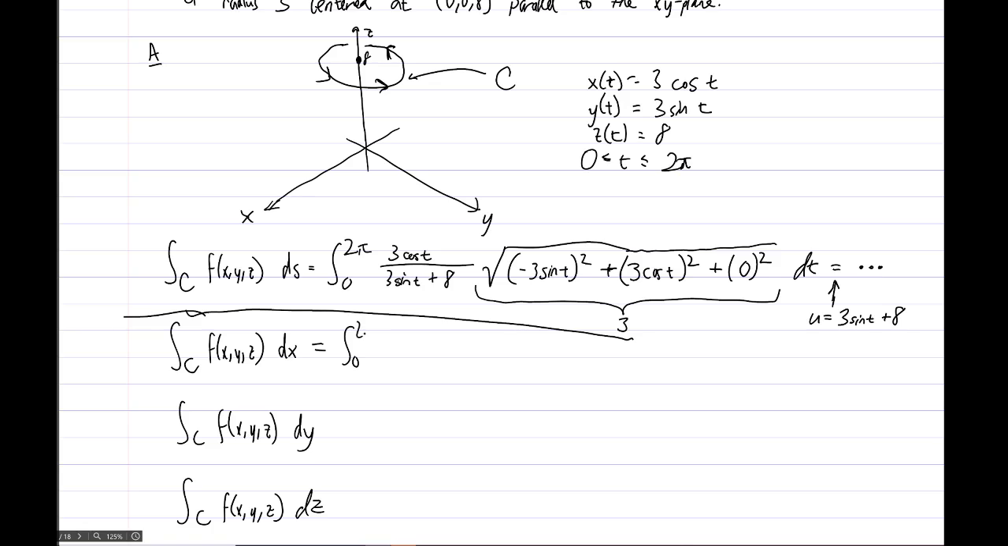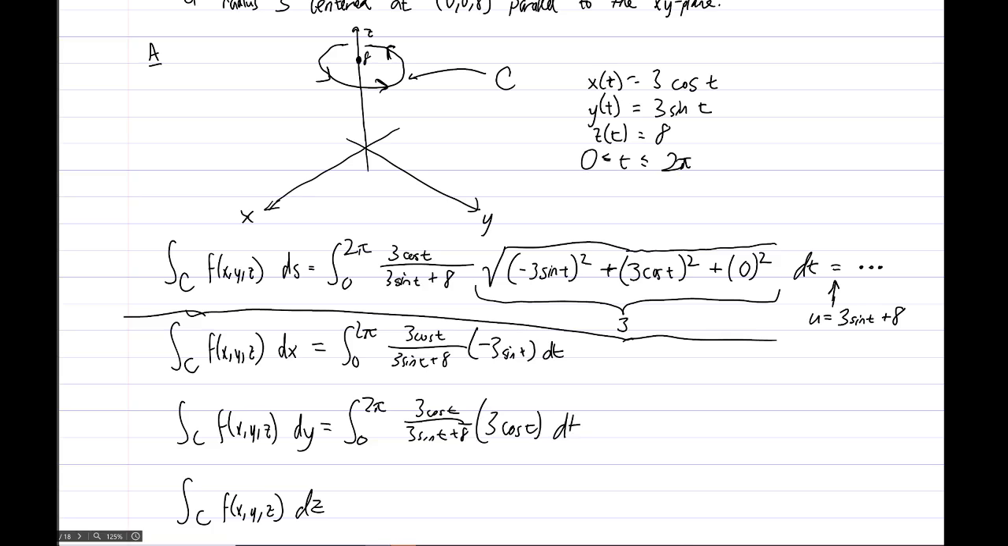So integral 0 to 2 pi, 3 cosine of t over 3 sine of t plus 8. We just don't have the square root. We only have the contents that was in the first term, other than the square. So we'll have negative 3 sine of t dt. For the next one, this will be integral 0 to 2 pi 3 cosine of t over 3 sine of t plus 8, and then we would have here a times 3 cosine of t dt.